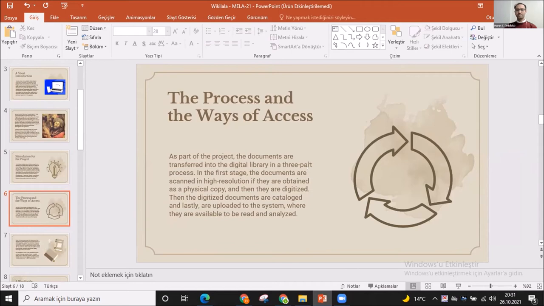As part of the project, here is how we are doing this job. The documents are transferred into the digital library in a three-part process. In the first step, the documents are scanned in high resolution if they are obtained as a physical copy, of course, and then they are digitized. Then the digitized documents are cataloged, and last of all, they are uploaded to the system, to the database, where they are available to be read and analyzed.